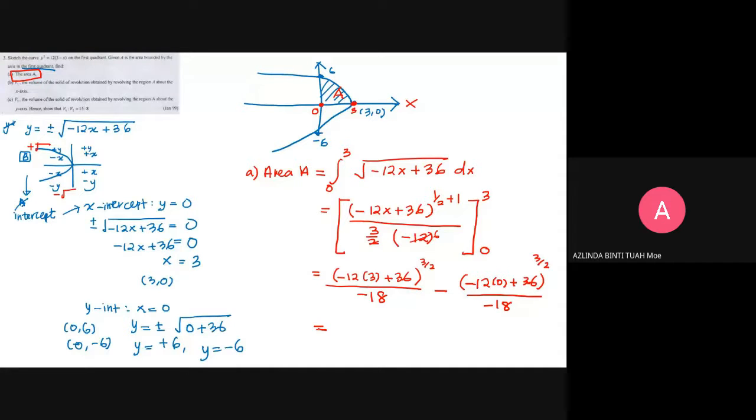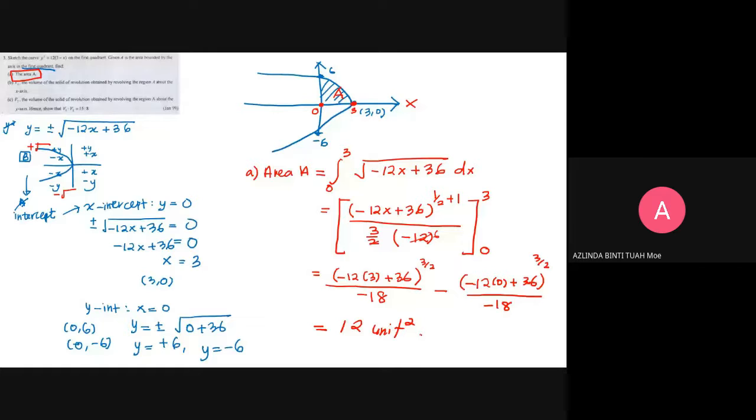The first fraction is 0, I think, because we have negative 36 here, plus 36, 0. So the whole fraction will be 0. This one, 36 to the power of 3 over 2, the square root answer is 12. Okay, 12 unit squared. Thank you.